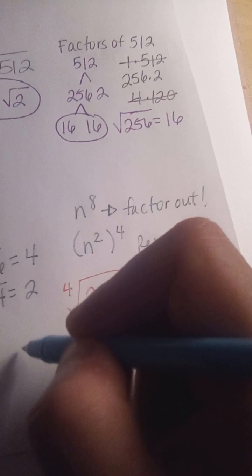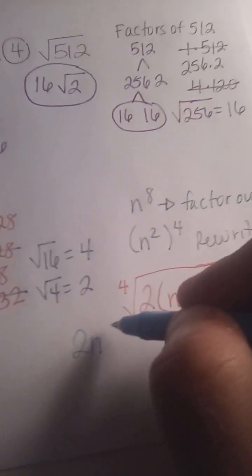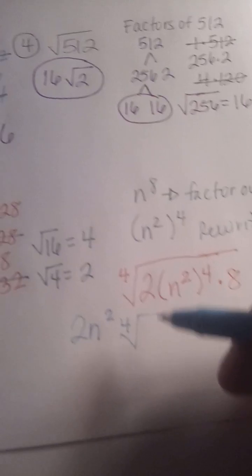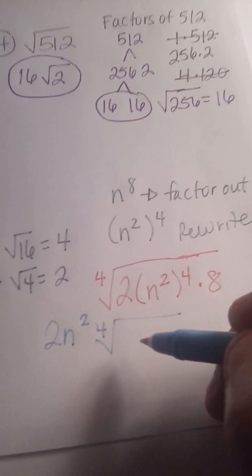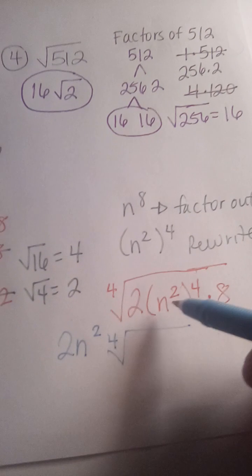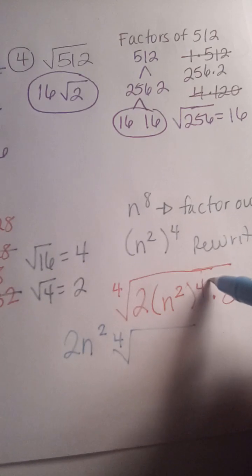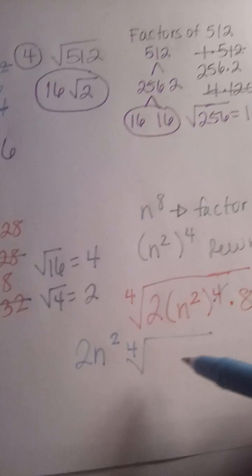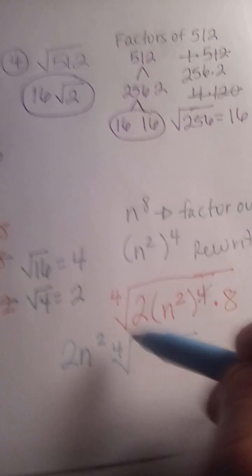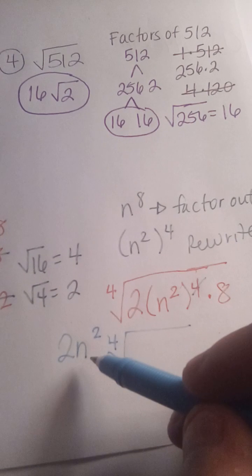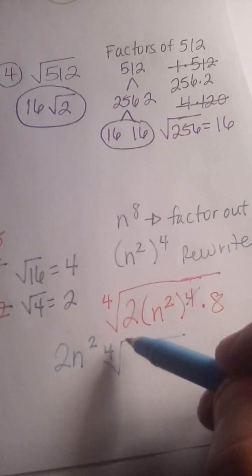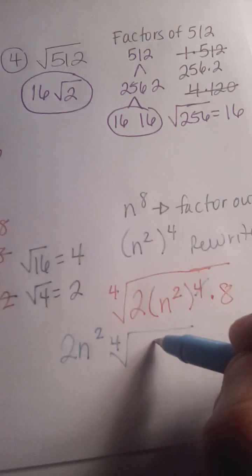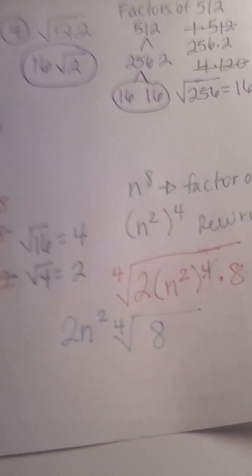Yes, we can do that. So wait, 2n square. The 4th, we bring down this part here. So we got 2n square. That will be gone. This will still be, the index will still be here. I made a mistake on the worksheet, but forgive me on that. But you see the answer makes sense. So we have 2n square, the index of 4, the radicand, and what's left over? The 8. That's how you do it.